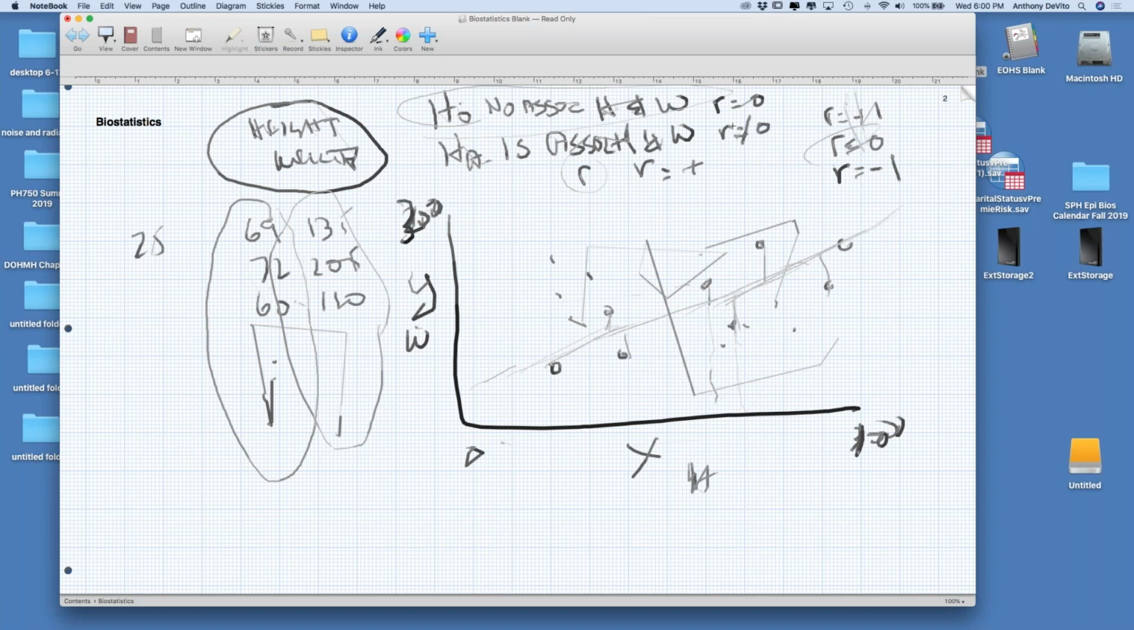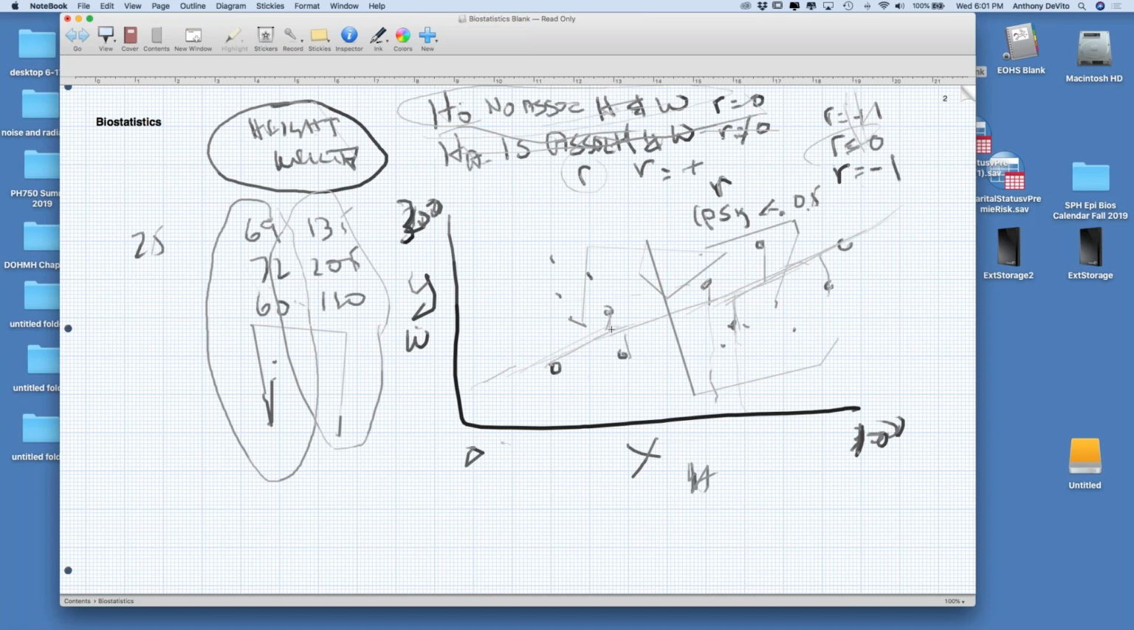How do we test that? Well, we use SPSS to calculate what R is, and we look for the significance, the p-value. And if it's less than 0.05, we know that the difference between the R we calculated and 0 is statistically significant, and we can reject the null hypothesis. Okay, so that's the way we would phrase a null hypothesis in a correlation.